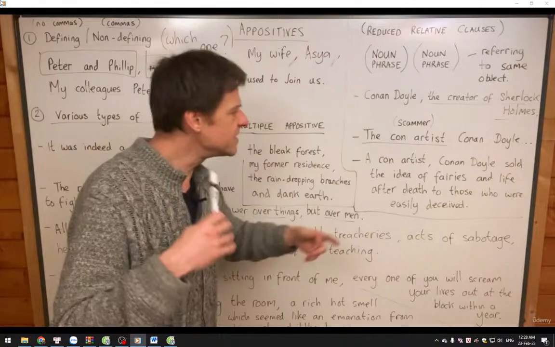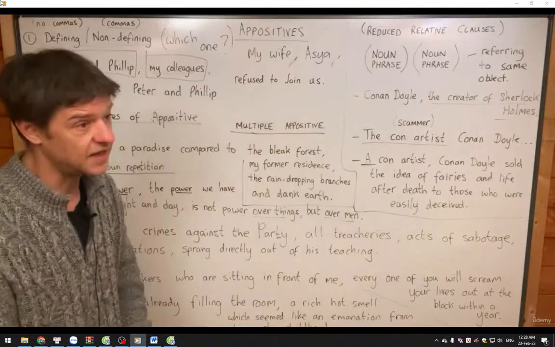Conan Doyle sold the idea of fairies at the bottom of the garden and life after death to those who were easily deceived, to those who had lost loved ones, to those who were desperate to speak to their dying relatives, and Conan Doyle was there to put them in touch with their dying relatives. Terrible, but true, as far as I can see. Please, if you have any comments about that claim, put them under the video, but have a look online and you'll see what I mean.